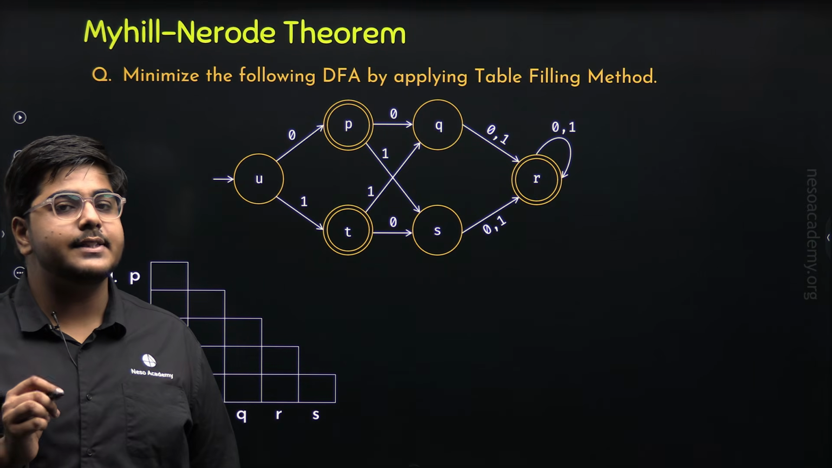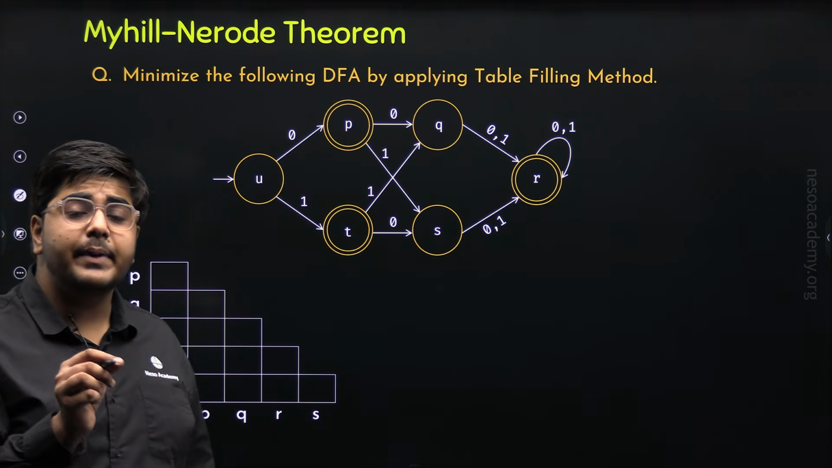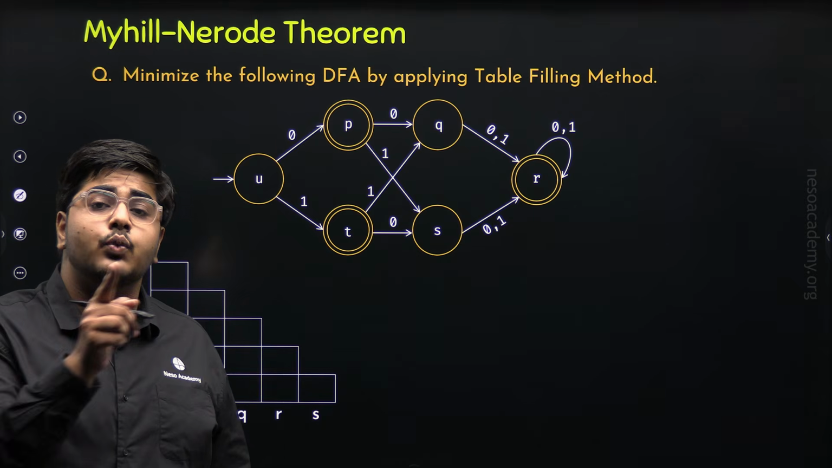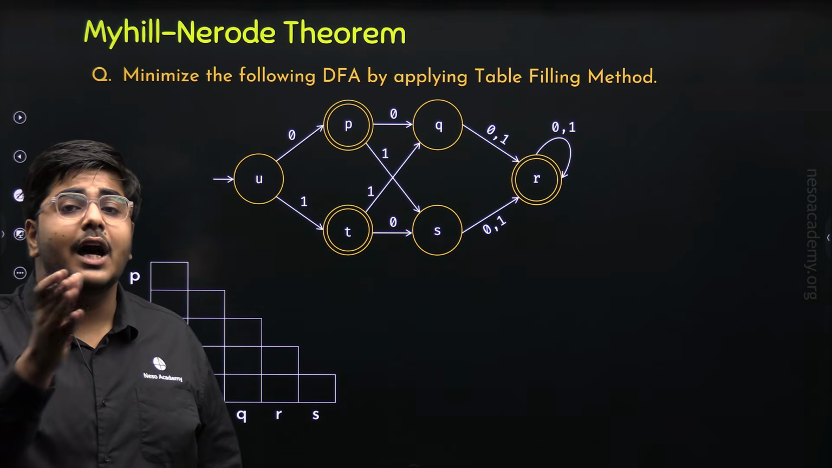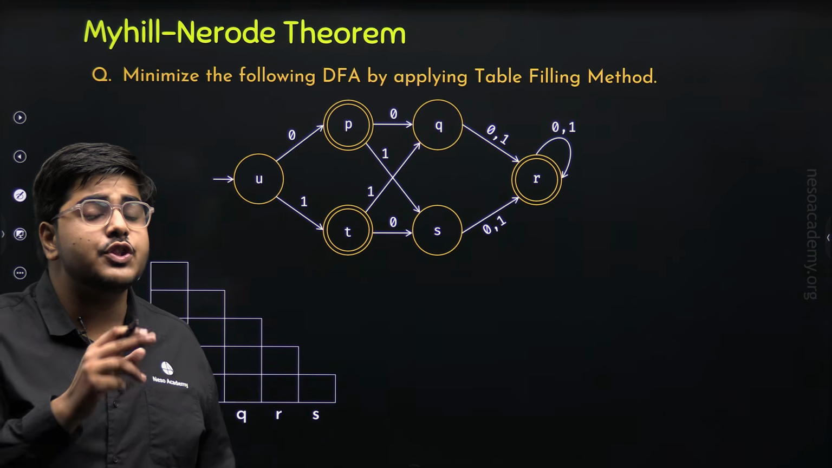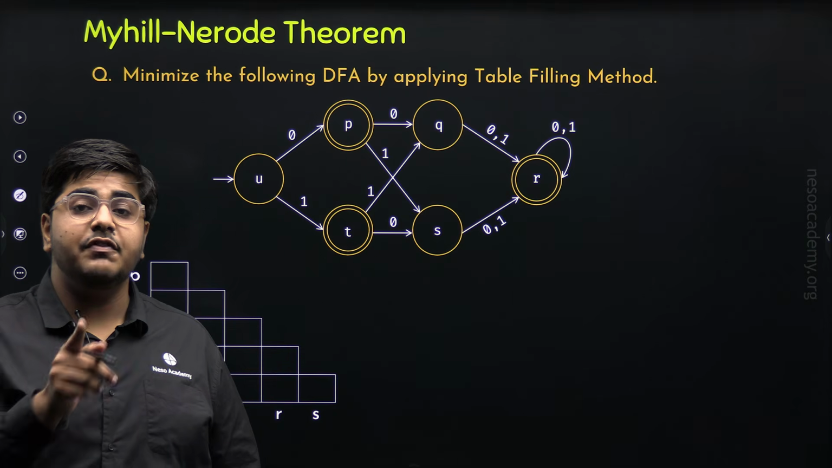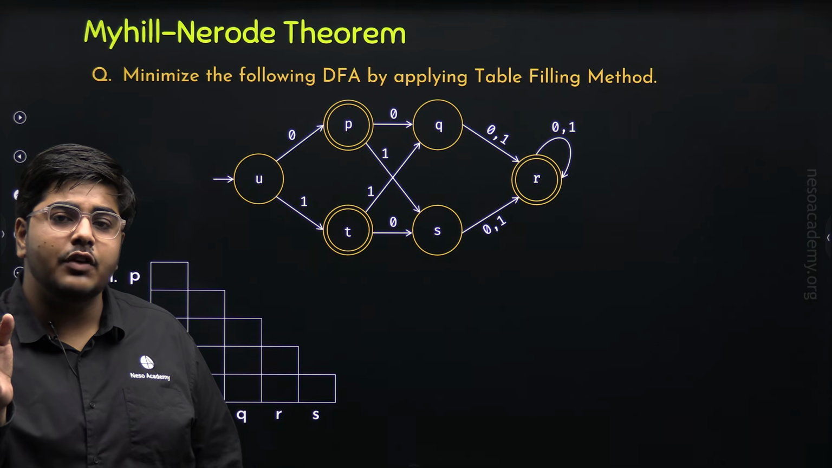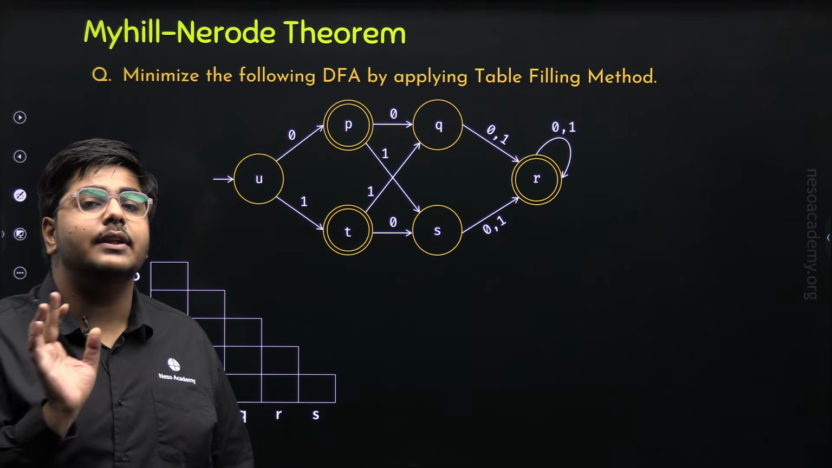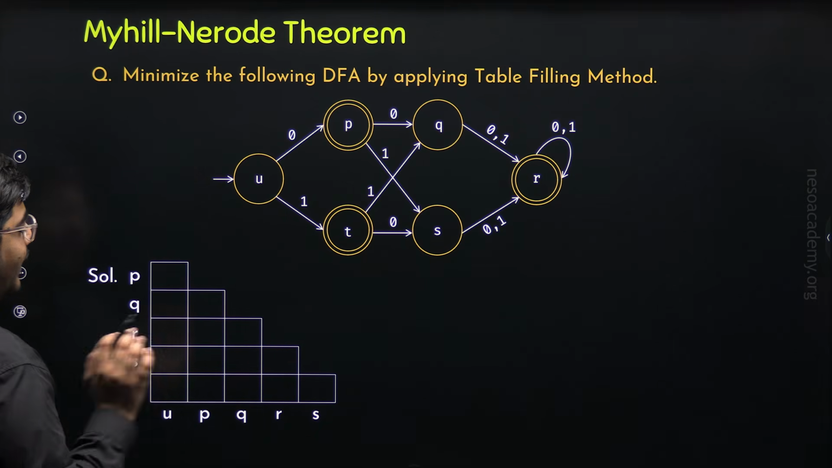Now, as per the next step, we need to mark all the cells representing the pairs of states in which one state is a final state and another is a non-final state. So we don't have to mark the cells in which both states are final or both states are non-final. If one is final and another one is non-final, then only we have to mark that particular cell. So let's check all the cells one by one.